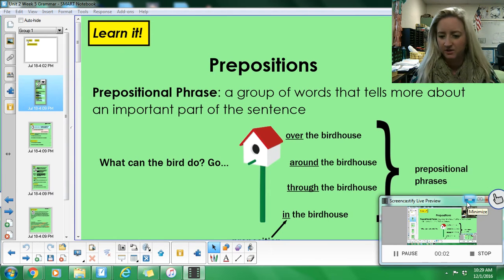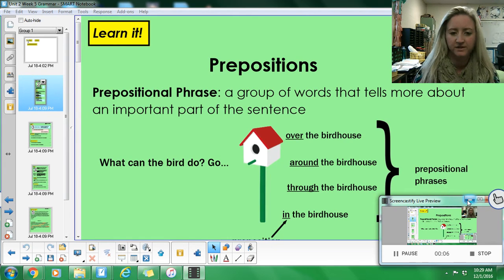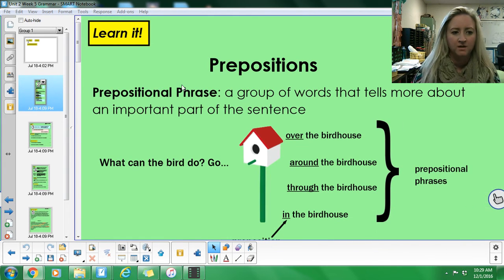We are on prepositions this week, Unit 2, Week 5. So make sure all of your information says that before we get started. So let's talk about what a preposition is.